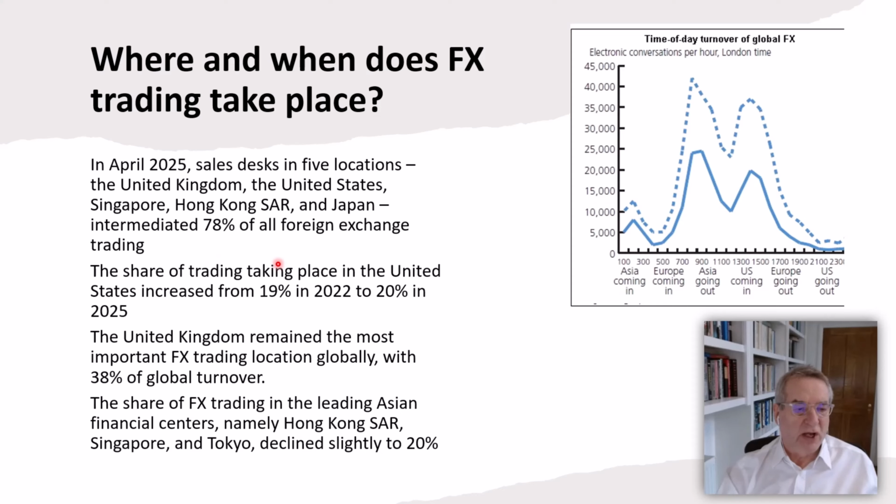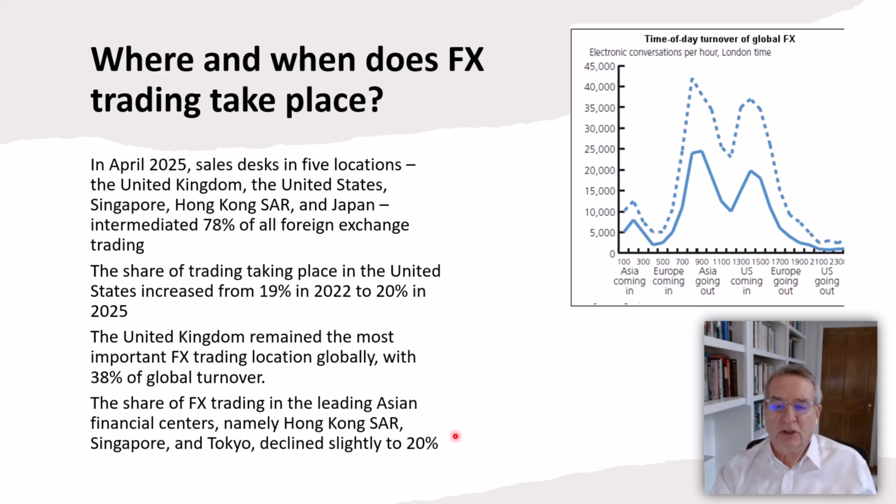The share of trading taking place in the US increased slightly from 19% in 22 to 20% in 25. The UK remained by far the most important FX trading location globally, with 38% of global turnover. And the trading in the Asian markets declined slightly to 20%.